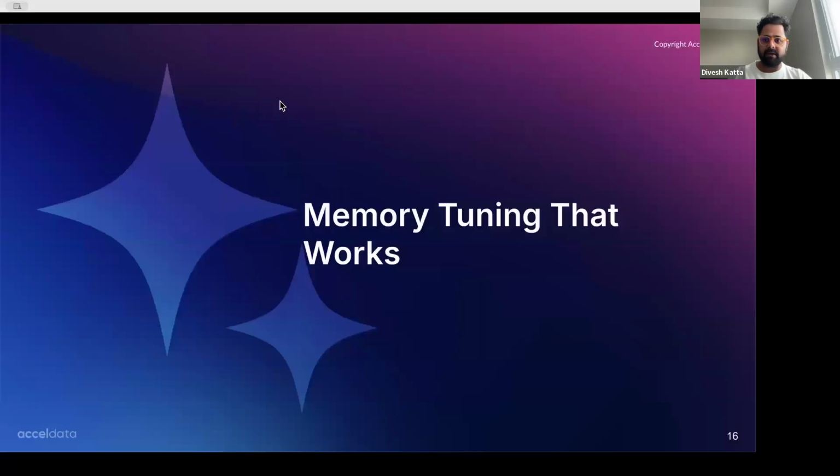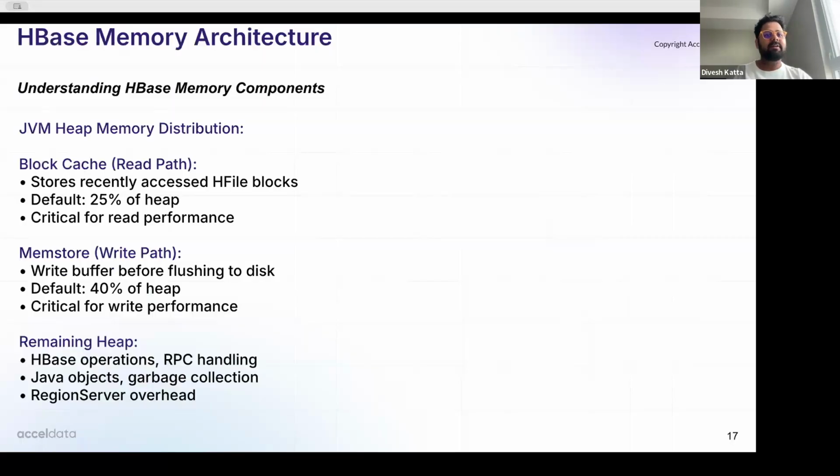Memory tuning that works. Let's start with HBase architecture. Think of HBase memory like a well-organized warehouse. You have three main areas, each with a specific purpose, and optimizing them requires understanding how they work together.